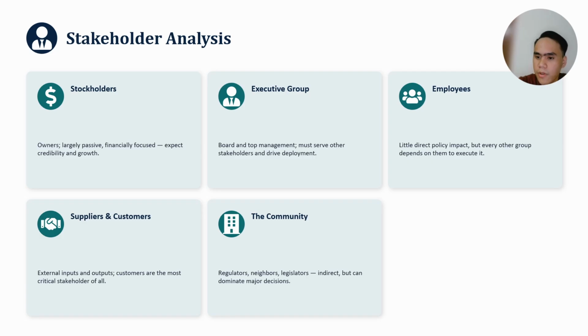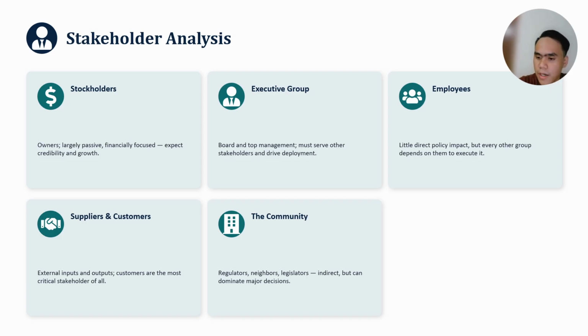The executive group, the board of directors and the top tier managers must acknowledge and actively serve the other stakeholder groups. The health of their whole organization is critically dependent on their decision making and how well they deploy strategy. Employees other than top management are described as the critical group with little direct impact on the policy itself. But every other stakeholder group depends entirely on them to carry out policy efficiently and promptly. The quality of the end product depends on how well these employees are recruited, trained, and supervised.